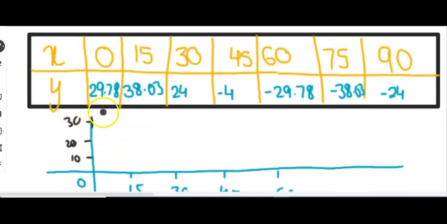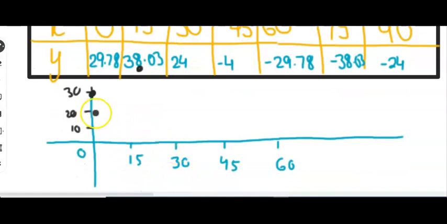So I'm just going to show you. At 0, the value is 29, so 29 is going to be here. At 15, the value is 38, which is going to be somewhere here, maybe up. At 30, the value is 24, so 24 is somewhere here. At 45, the value is -4, which is going to be somewhere here, and so on. When you do that, you need to join these points.